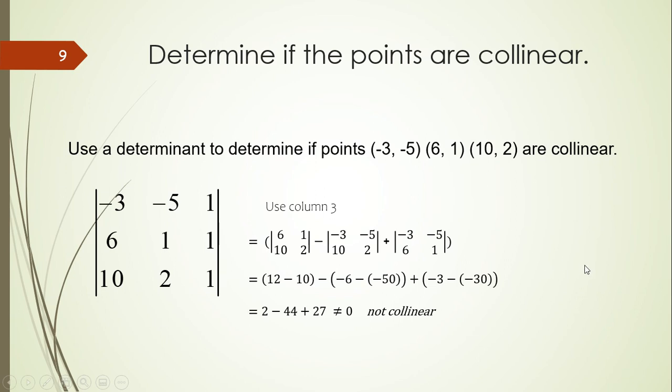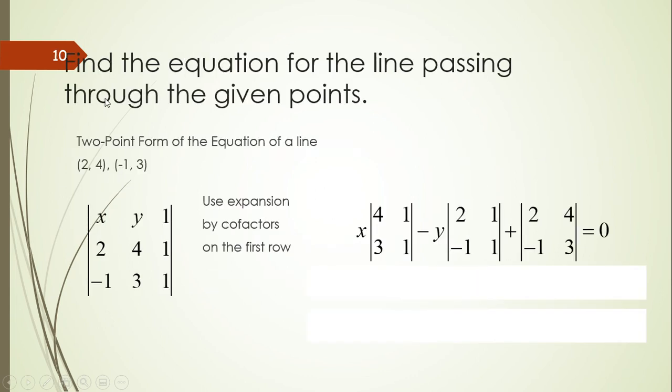All right, we will continue on. So if I know that 3 lines are collinear, I can use that fact to find another point on that line. It says find the equation for the line passing through the given points.